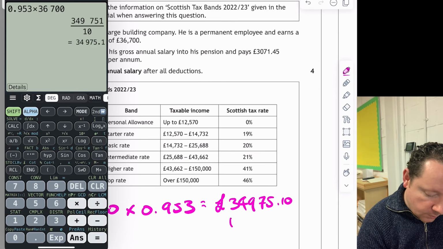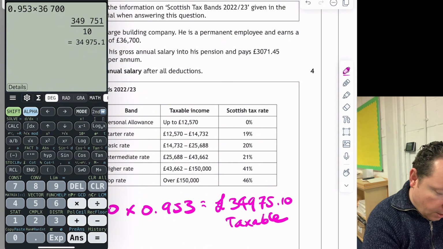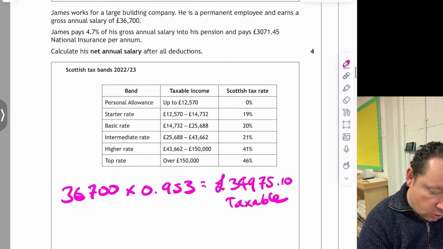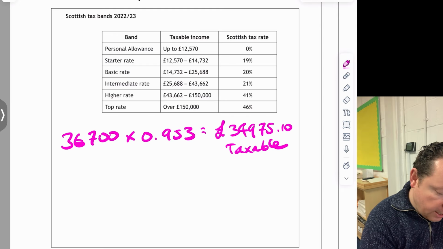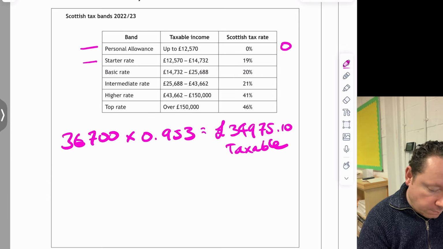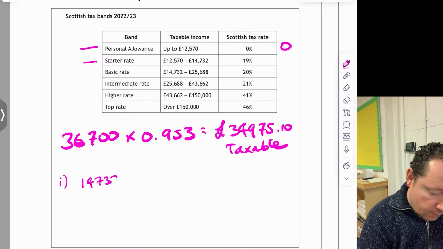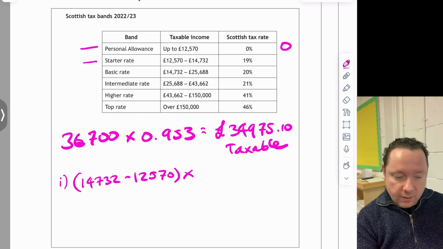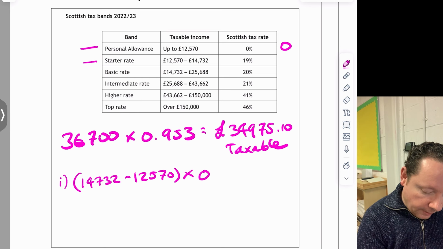£34,975.10 is his taxable income. Now we need to use our table to work out the tax in each band. So we'll just do it line by line. First line, we pay £0. Second line, his wages are way above that, so I need to do 14,732 minus 12,570, because that's the two bands, times the percent as a decimal, 19 divided by 100, 0.19.